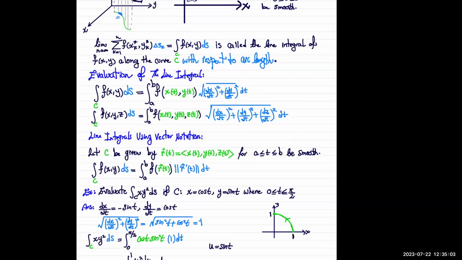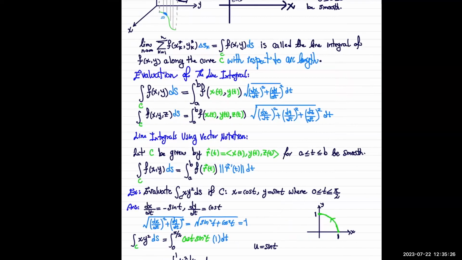Okay, and we want it to be smooth, of course, because we are finding r prime. If the curve is not smooth, then r prime will be problematic. If C is not smooth, you won't be able to find the arc length increment. It could be undefined.